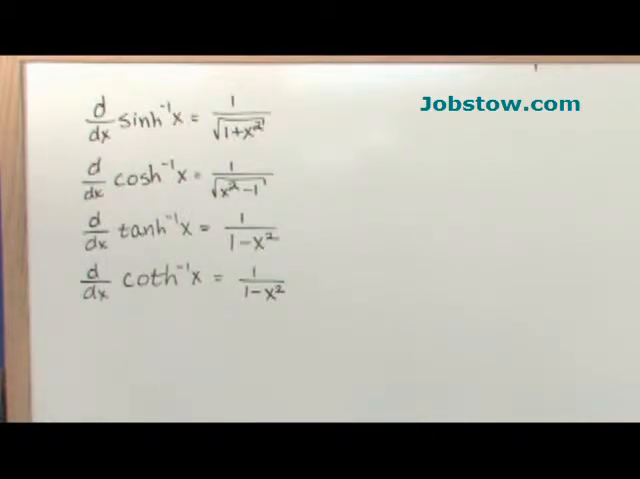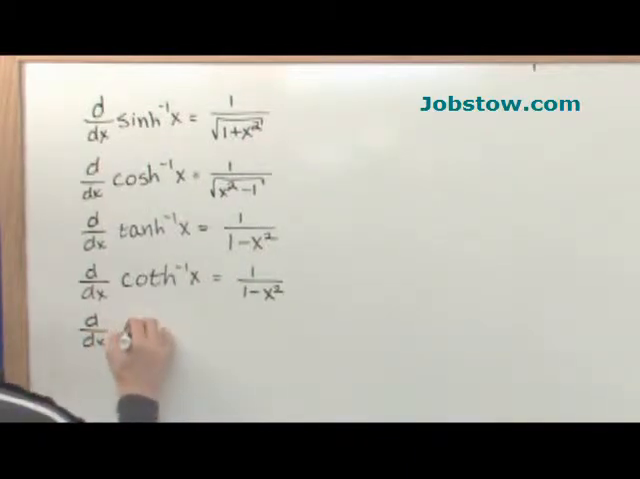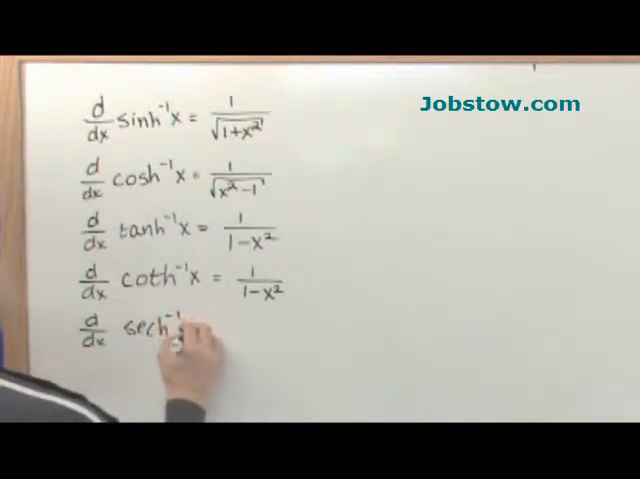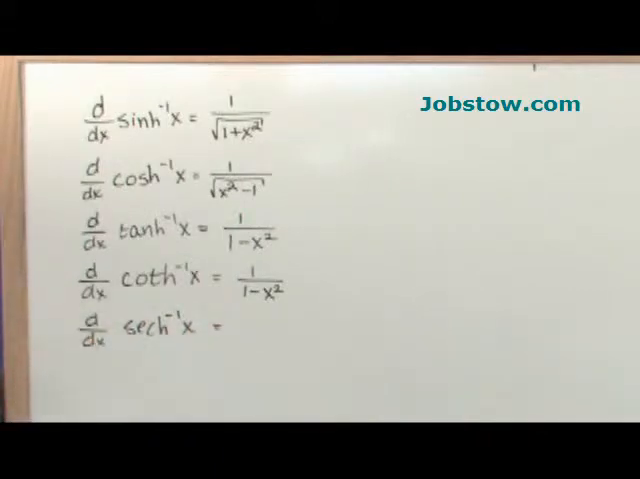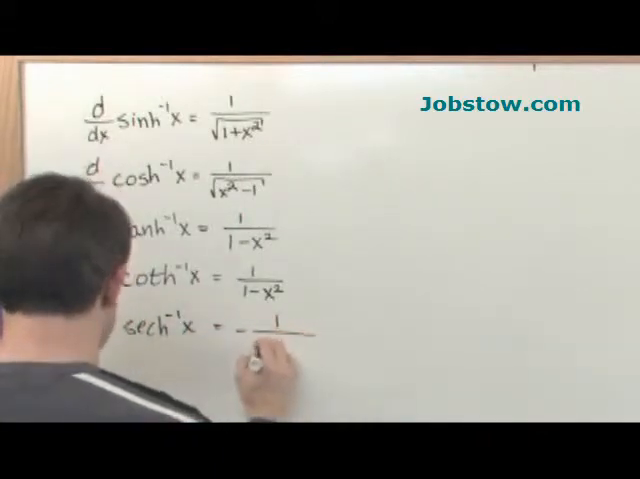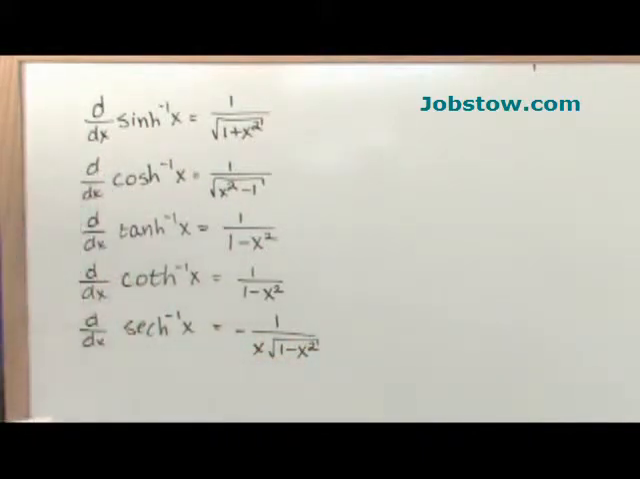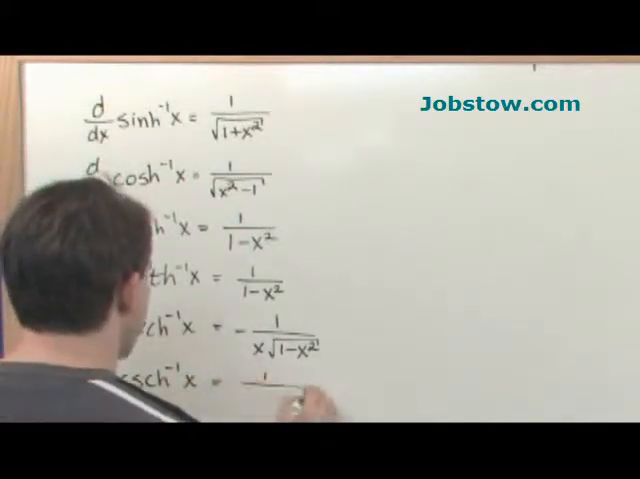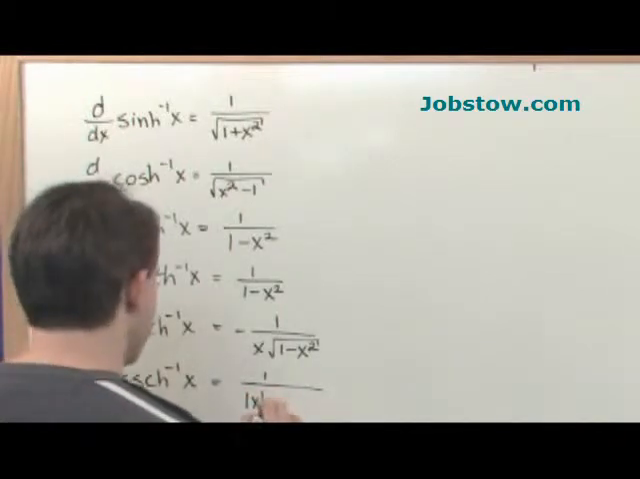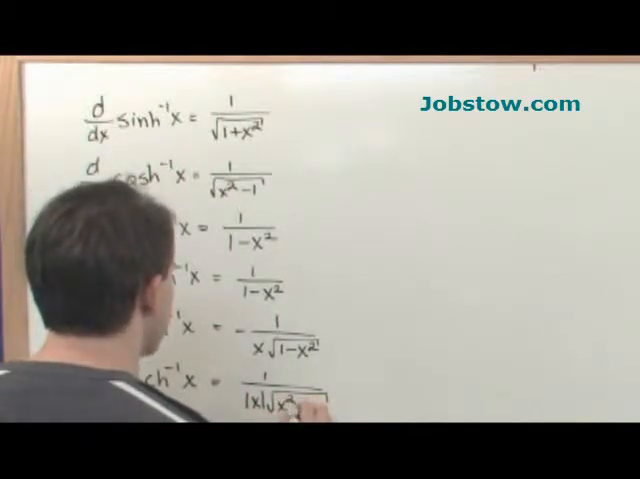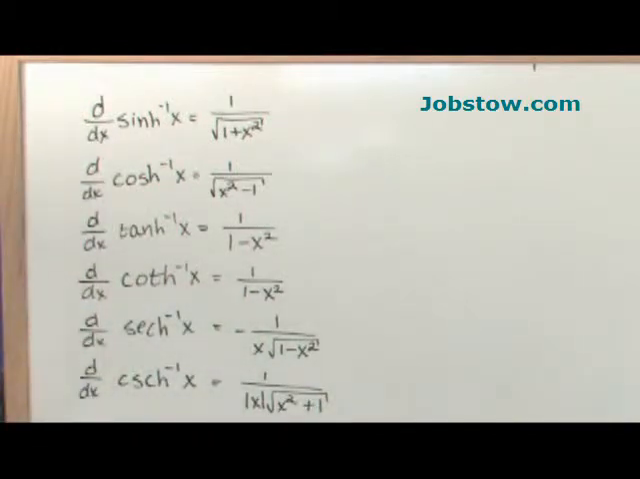Moving on, the derivative with respect to x of the inverse of the hyperbolic secant is negative 1 over x times the square root of 1 minus x squared. And finally, the derivative of the inverse hyperbolic cosecant is equal to 1 over the absolute value of x times the square root of x squared plus 1. So here they are in all their glory.